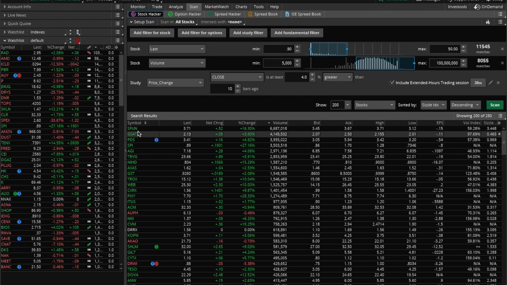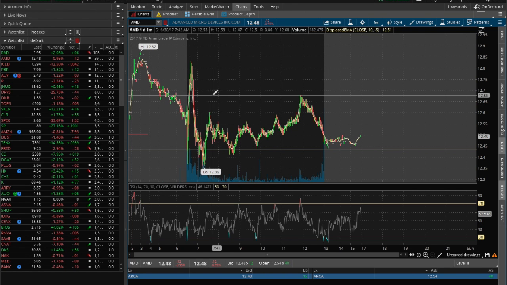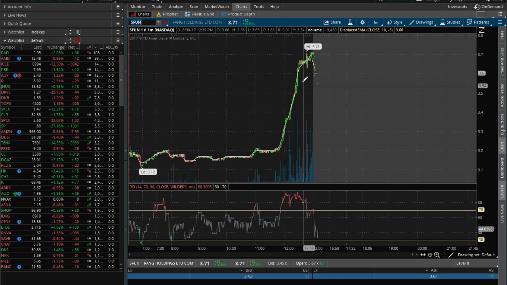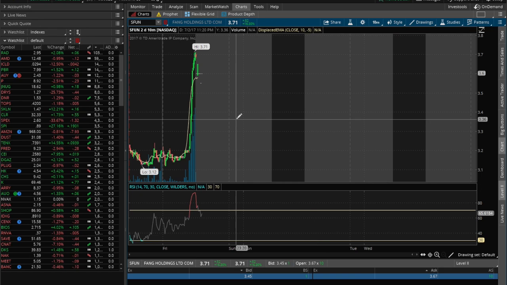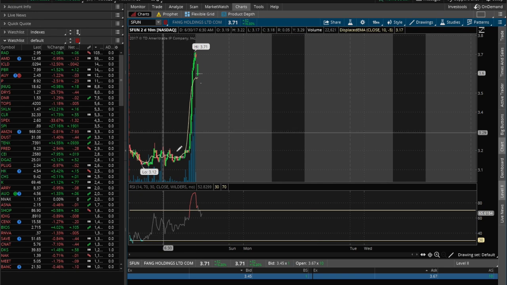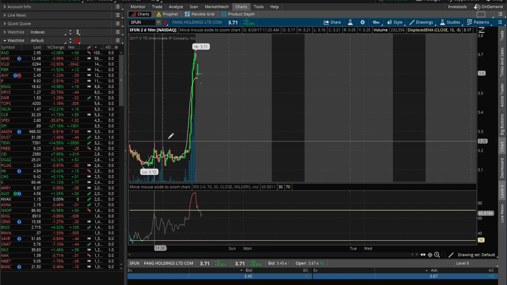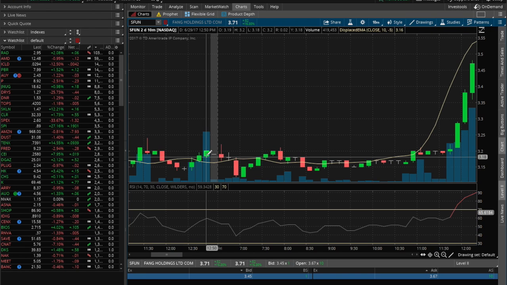So let's go to SFUN. The reason, and again, this was based on yesterday, that this one popped up was based on the previous change. It ended up gapping up. Usually what the scanner will do, if you perform the scan during pre-market hours, is take the price change from the previous close. So it previously closed on Thursday at $3.20.